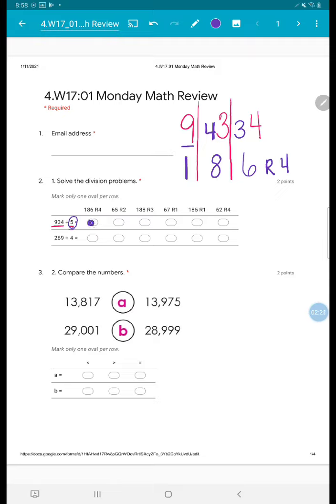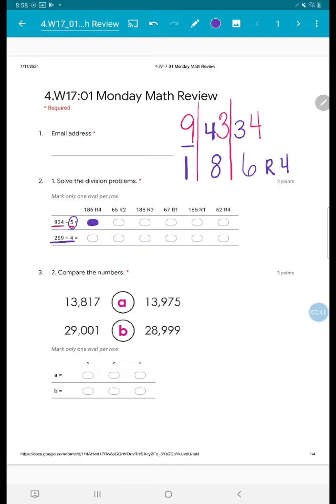And we'll be working on a lot more division, so if you don't completely get that right now, it's okay. Let's look at the next one. We have 269 divided by 4. So I have 269 things, and I want to break them apart into 4 equal groups.